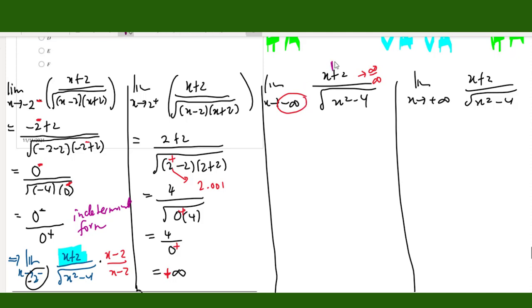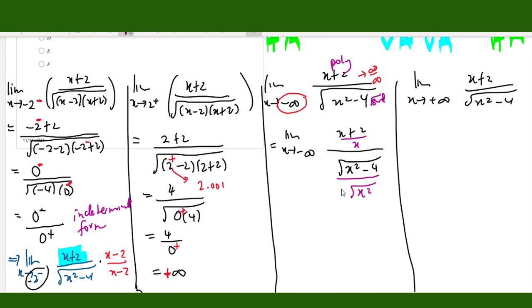So this is a polynomial over a cube root. For the polynomial, you have to divide by x, and for the cube root, divide by the cube root of x squared, negative. So the limit as x approaches negative infinity: divide by x, divide by the cube root of x squared, negative. Why negative? Because I need negative in negative.